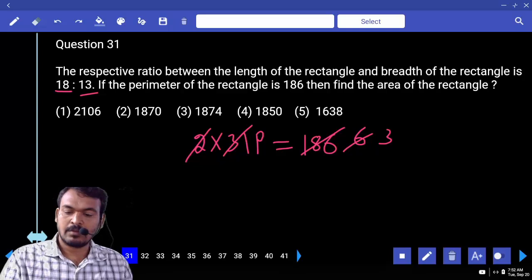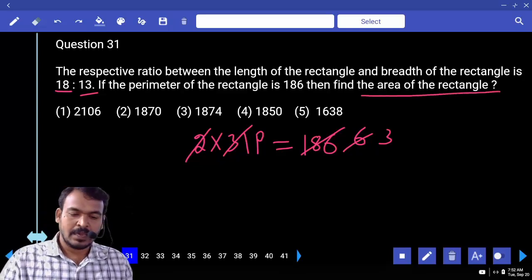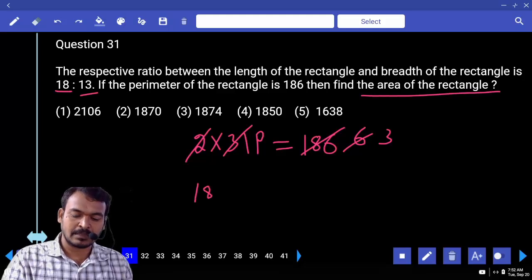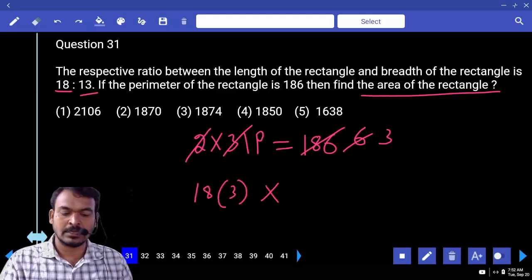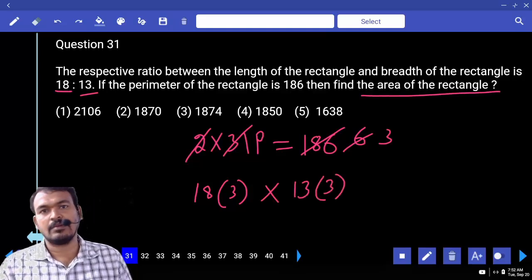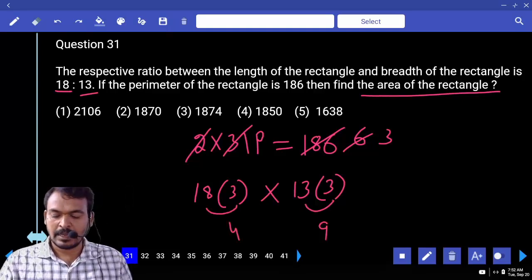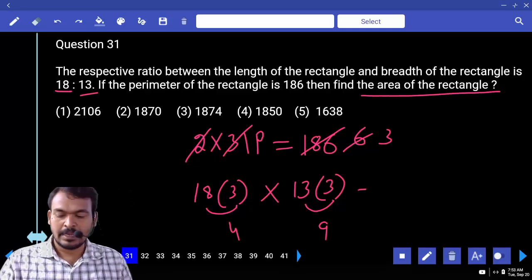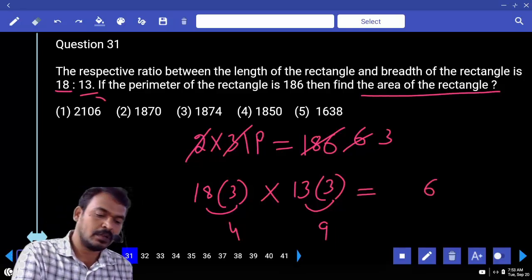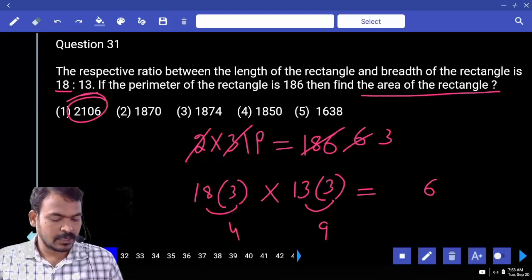3. But we require the area of the rectangle, which means L into B. L is how many parts? 18 parts, nothing but 18 into 3. Breadth is how many parts? 13 parts, 13 into 3. Verify the units position. 8 threes is how much? 4. 3 threes is 9. 4 into 9 ends with 6. Only one option.